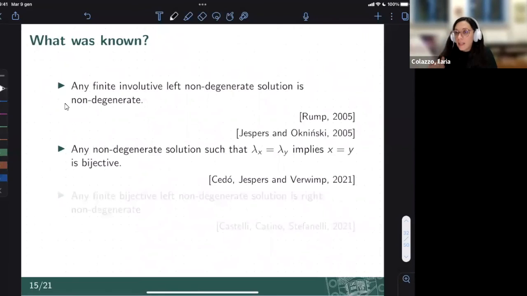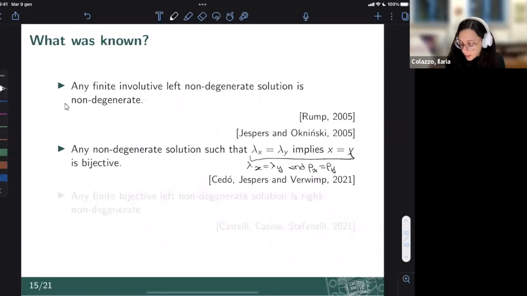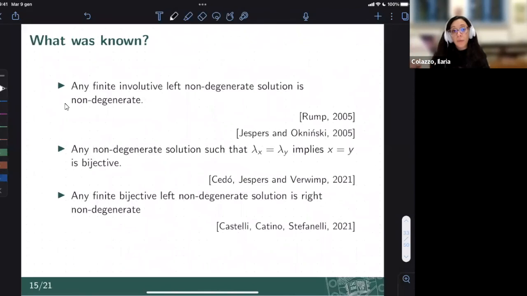We can slightly generalize this by considering non-degenerate solutions that satisfy, instead of this, just lambda x equal to lambda y and rho x equal to rho y implies x equal to y. We can adapt more or less the same proof that they had to prove that also in this case, this solution is bijective. And finally, Castelli, Catino, and Stefanelli proved that bijective left non-degenerate solutions are right non-degenerate.